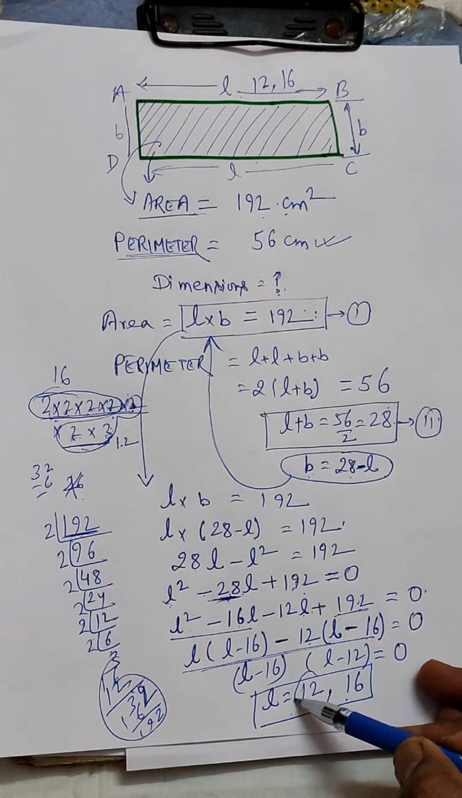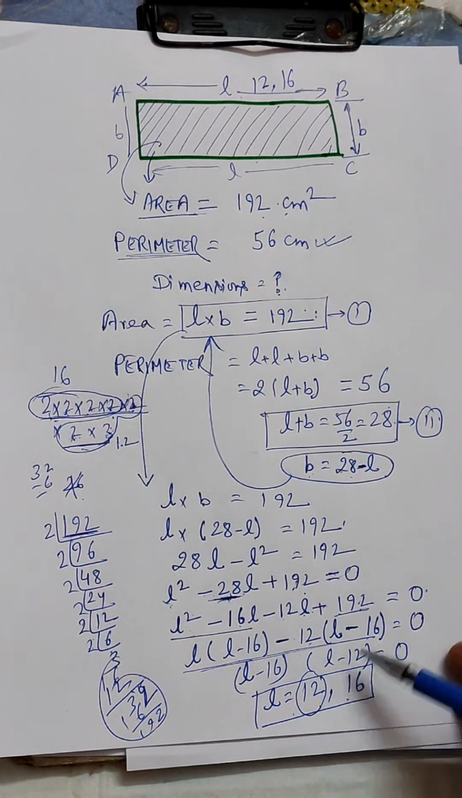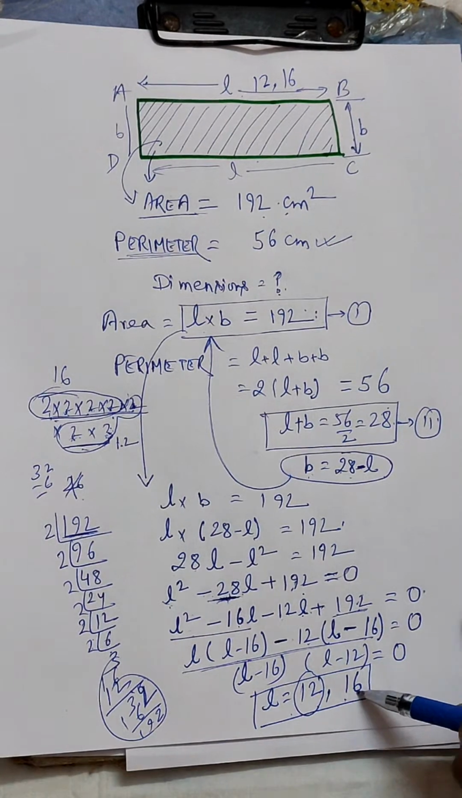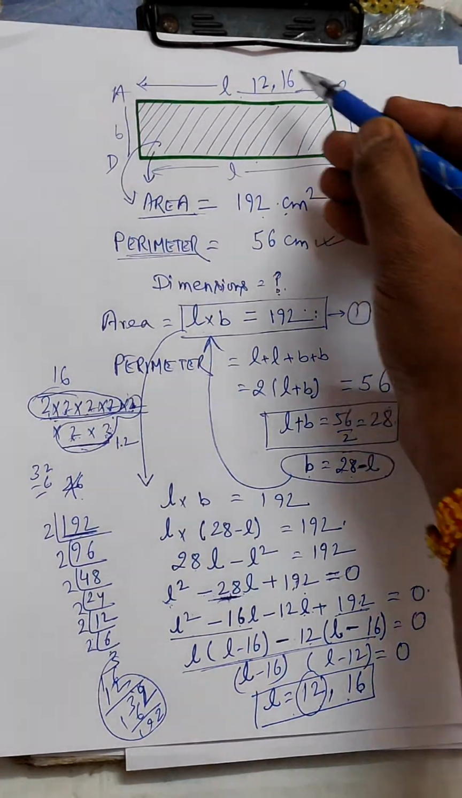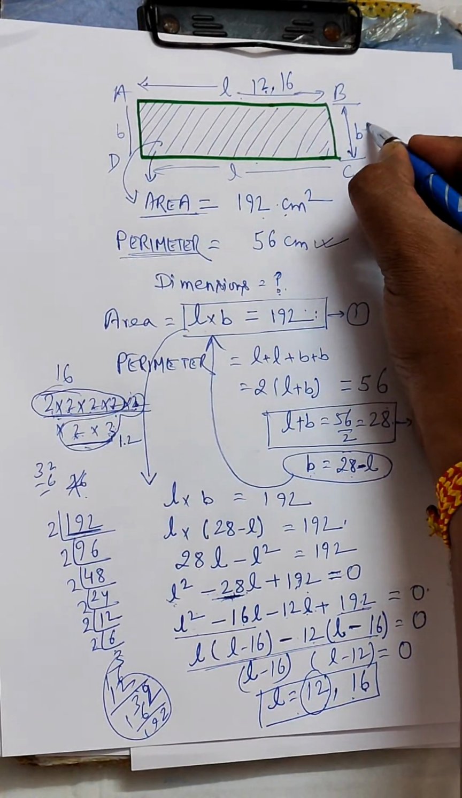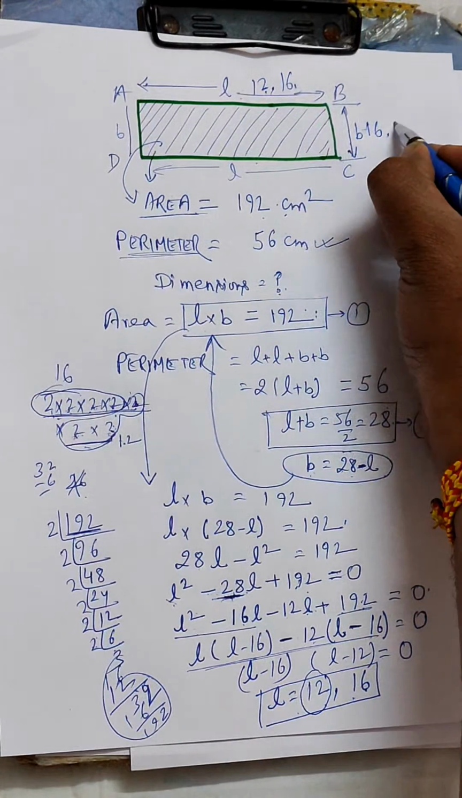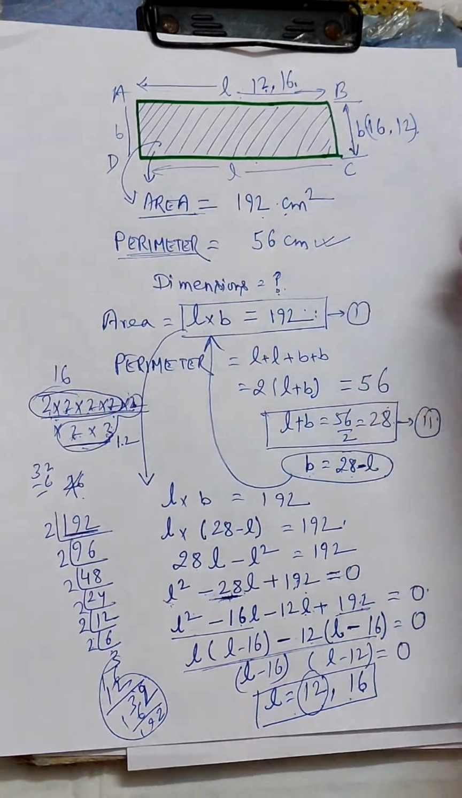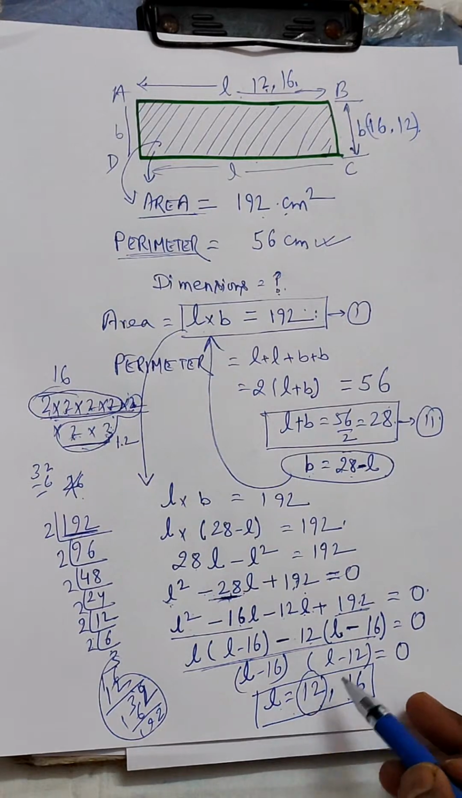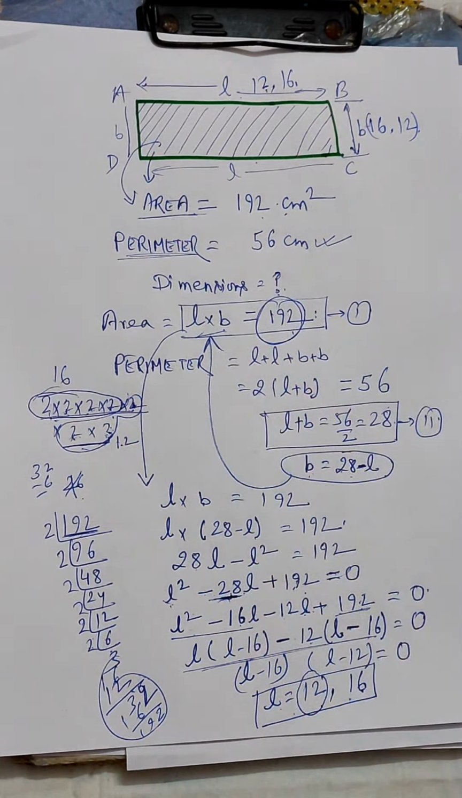So if we have considered L as 12, then definitely B is coming as 16. So if this is 12, the breadth will be 16, and if the length is 16, the breadth will be 12, right? Because the product of the length and breadth should be constant, and that is 192.